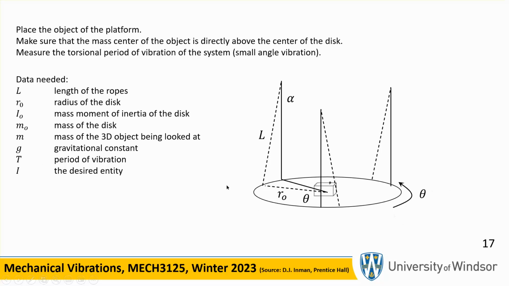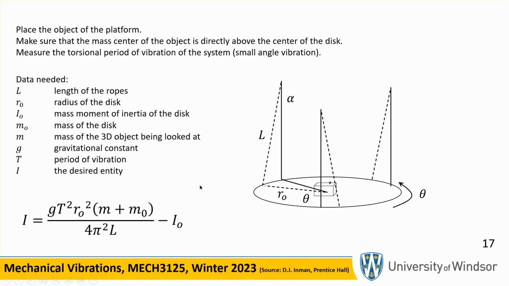T is the period of this oscillation, because you're going to be measuring the period of this back and forth oscillation as you twist this thing a little bit and let it go back and forth. And I is what you want to find. I is the mass moment of inertia of that three-dimensional object about its mass center in the vertical direction. We want to find I. I want to show you that the I you're trying to get by this experiment is simply this expression, and in this expression, we know everything. T is the period of oscillation. We know everything else, and that's going to give you I, the mass moment of inertia of that object about an axis through its mass center in the vertical direction.